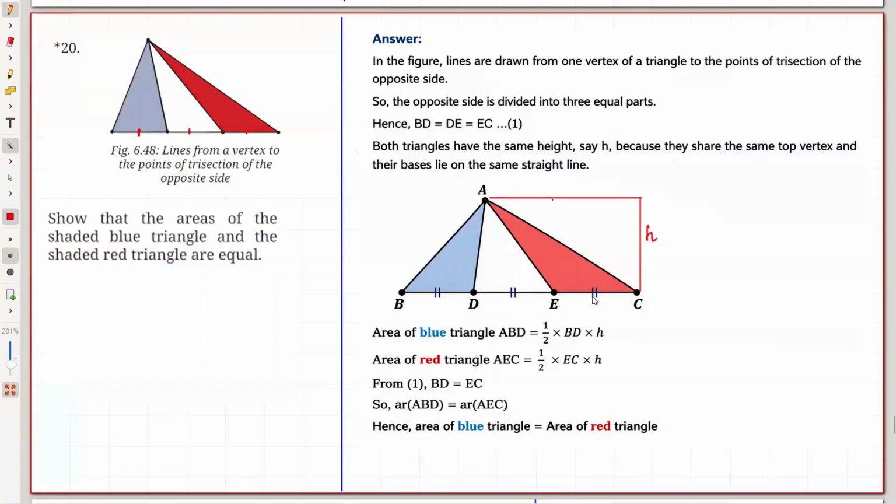As they have given, this is trisection. So BD is equal to EC. Since BD and EC are both equal, half of BD into H and half of EC into H will be equal. As BD is equal to EC, the area of triangle ABD is equal to the area of triangle AEC. ABD is the blue area, AEC is the red area. Therefore, the area of the blue triangle is equal to the area of the red triangle.